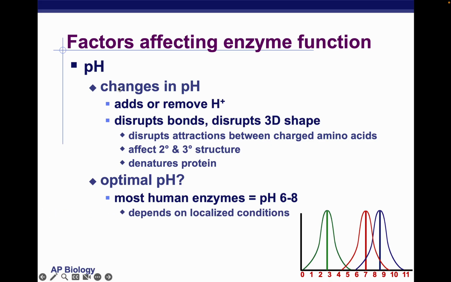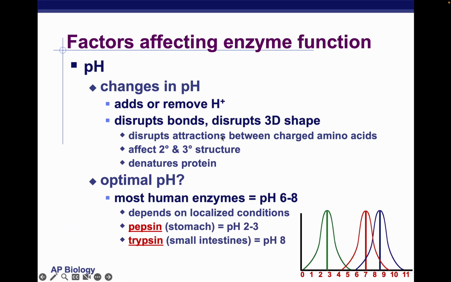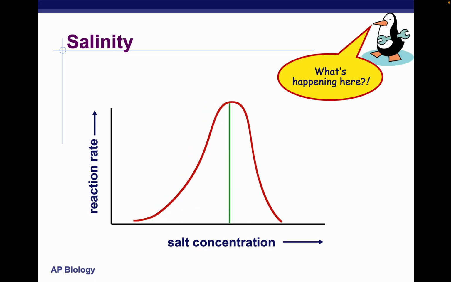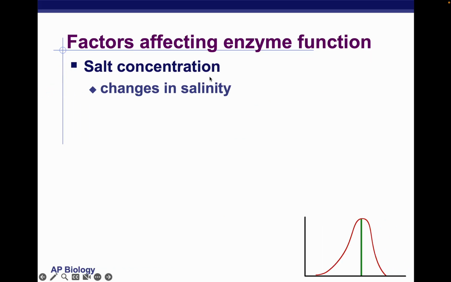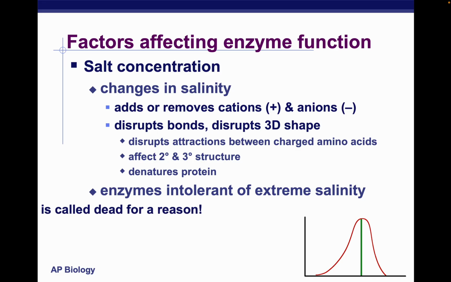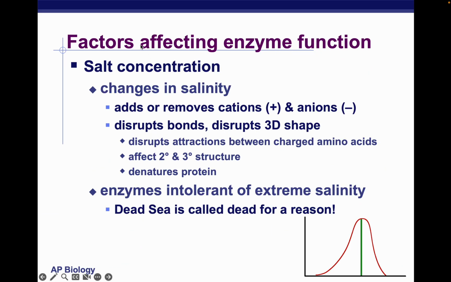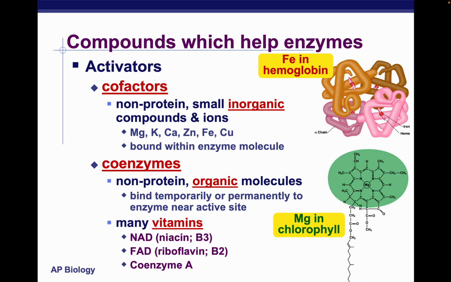So this just talks more about how pH will affect the enzyme. It just disrupts the bonds by adding or removing hydrogen ions, which disrupts the 3D shape. Salinity can also affect it, which is just salt concentration. That's just something to know. This is how salt will affect it. It just adds and removes cations and anions, which disrupts bonds and mainly disrupts the 3D shape. If anything disrupts the 3D shape, that's the main thing of an enzyme. It just won't work anymore.